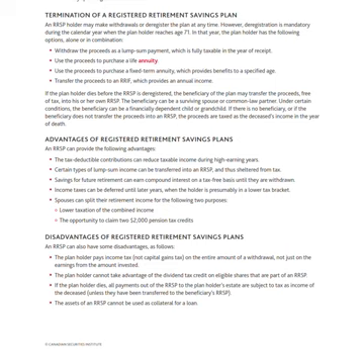If the plan holder dies before the RRSP is deregistered, the beneficiary of the plan may transfer the proceeds free of tax into his or her own RRSP. The beneficiary can be a surviving spouse or common law partner. Under certain conditions, the beneficiary can be a financially dependent child or grandchild. If there is no beneficiary, or if the beneficiary does not transfer the proceeds into an RRSP, the proceeds are taxed as the deceased's income in the year of death.